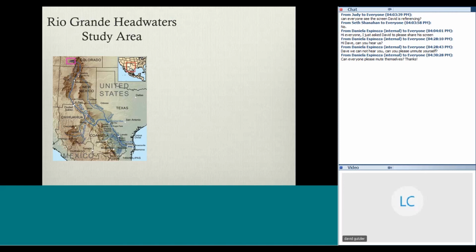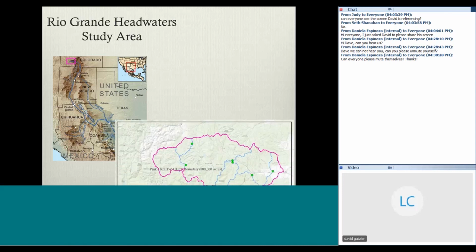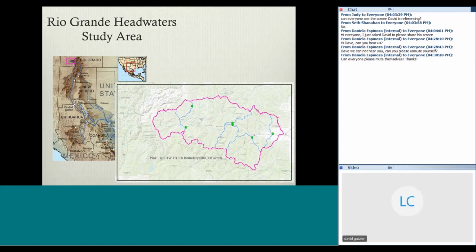Okay, the Rio Grande headwaters are shown here. The pink box in the upper left of the map shows the study area. And here is a simple map showing the outline of the watershed in pink. Gauges run by the Colorado Department of Water Resources are shown in green. And blue shows some of the HRUs, the hydrologic response units.